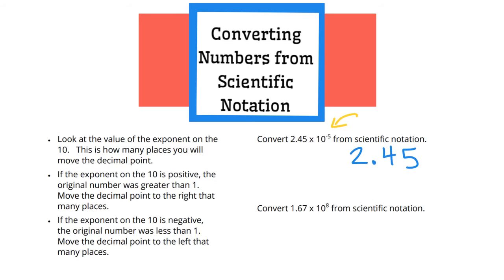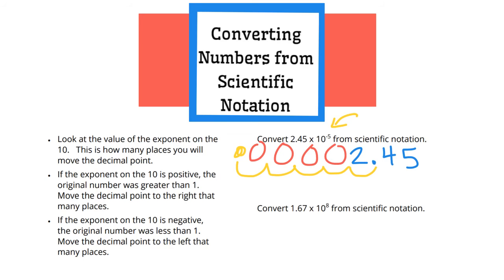So logically, if I need a number that is less than 1, do I need to move my decimal place to the right or to the left? I will move my decimal point to the left to end up with a number less than 1. Since the exponent is a negative 5, I'm going to move my decimal point over to the left 5 times. 1, 2, 3, 4, 5. Now what do I do with all the empty spots there? I'm going to put zeros.